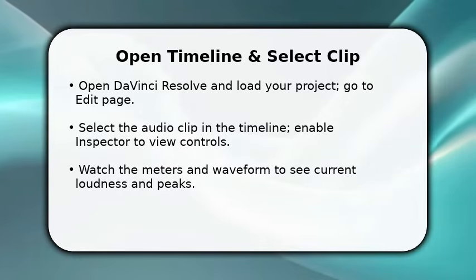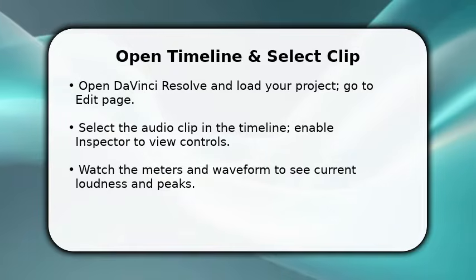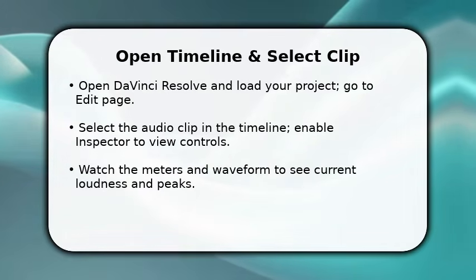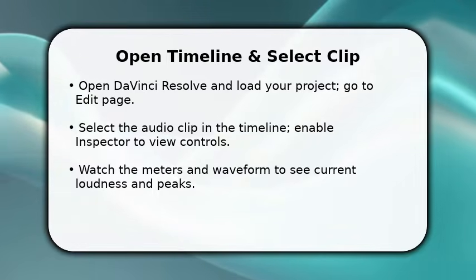You've opened your project and landed on the Edit page. Now pick the audio clip you want to change. With the clip highlighted, open the inspector so you can access clip volume and gain controls.